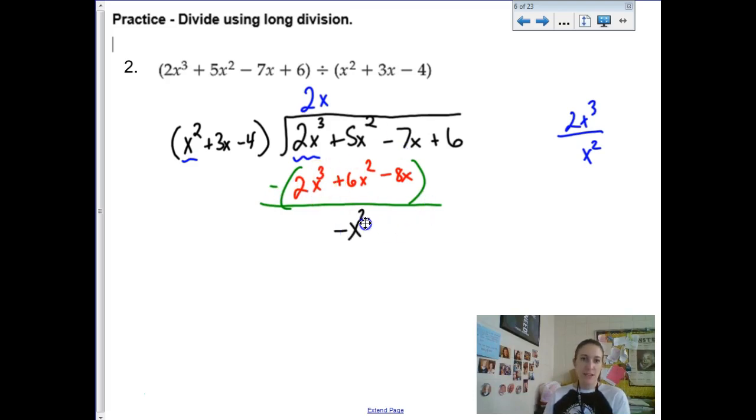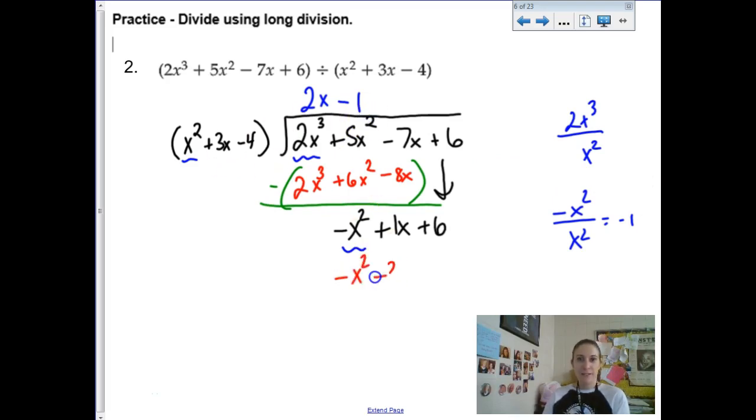Negative 7 minus negative 8 is plus 1x. You don't have to put the 1. And then bring down your last term. We're almost home free, guys. All right. New lead term, negative x squared. We're dividing it by the original x squared divisor, and that gives me negative 1. So now I take that negative 1, and I multiply that by my entire divisor. So negative x squared minus 3x plus 4.